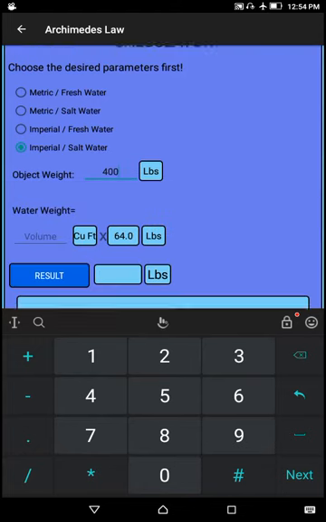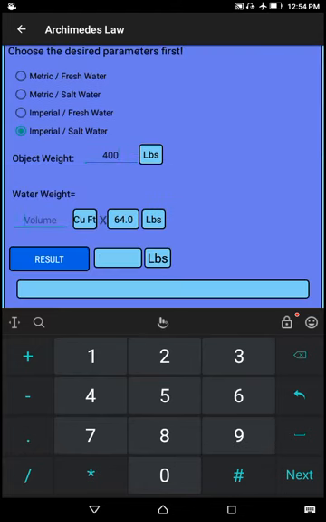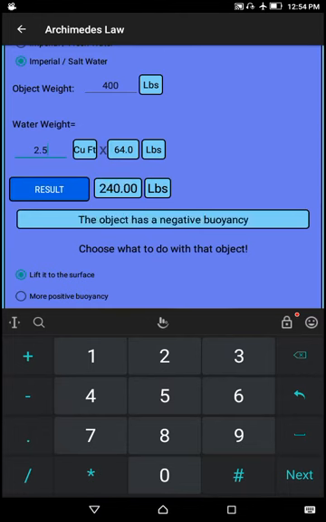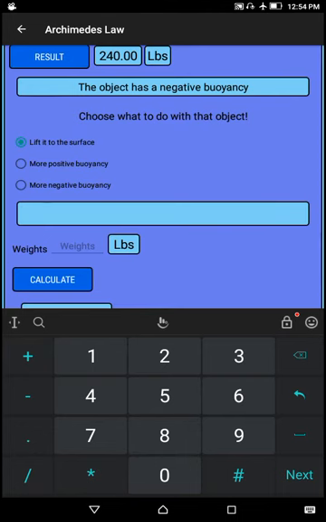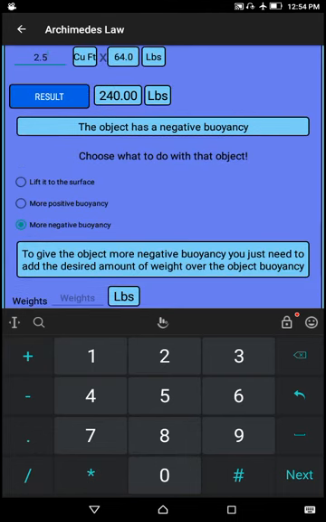Now water volume, it will be 2.5 cubic. Result, I got the result 240 pounds. The object has a negative buoyancy. I want this object to sink, so more negative buoyancy.